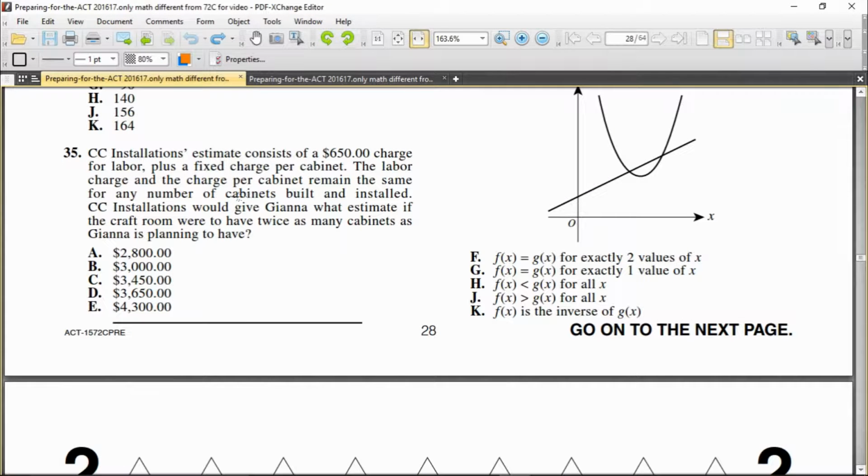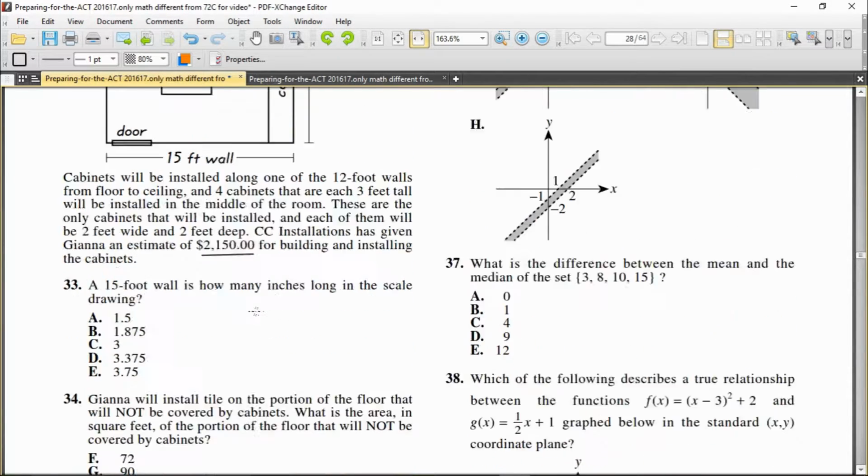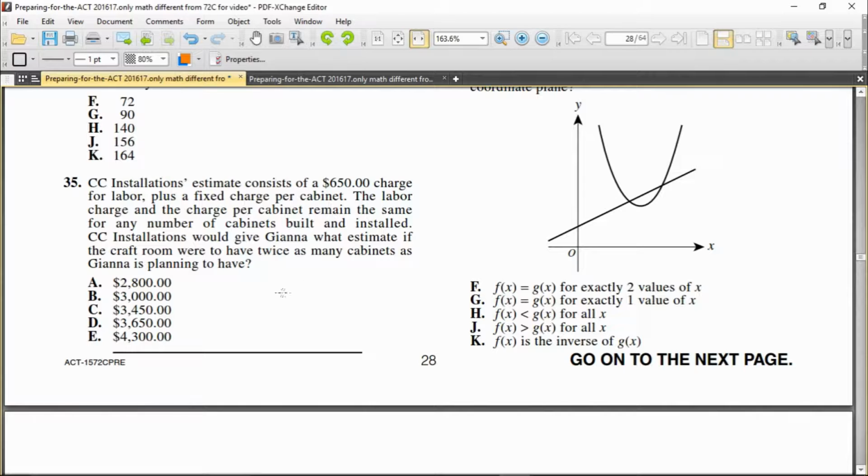Question 35. CC Installations' estimate consists of a $650 charge for labor plus a fixed charge per cabinet. The labor charge and the charge per cabinet remain the same for any number of cabinets built and installed. CC Installations would give Gianna what estimate if the craft room were to have twice as many cabinets as Gianna is planning to have? Well, the initial estimate is $2,150 minus the $650 labor leaves $1,500 for cabinets.